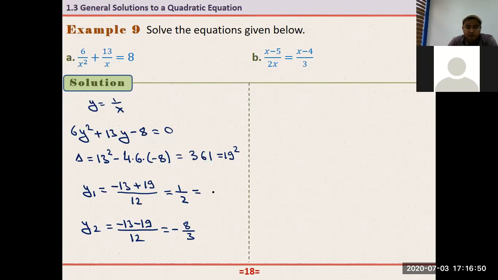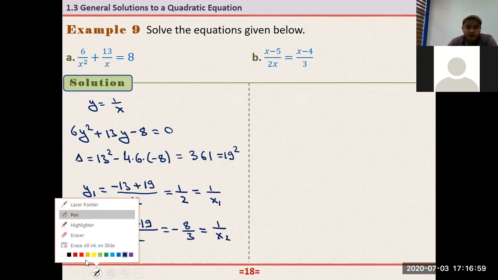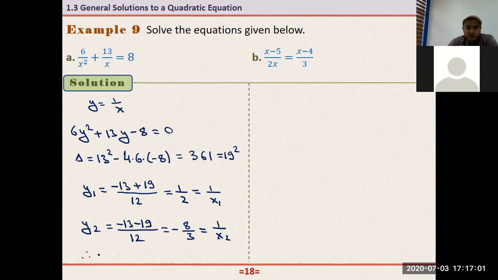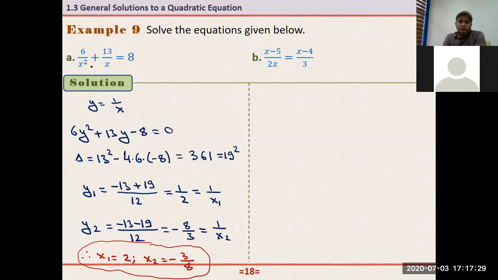So this thing is equal to 1 over x1, and this thing is equal to 1 over x2. Now we can write our final answer. The first root of the equation: 1 over 2 equals 1 over x1, so x1 is equal to 2. And the second root: negative 8 over 3 equals 1 over x2. If you just flip them over, we get x2 equal to minus 3 over 8. So we have two solutions. These are the solutions of the given equation, which is reducible to a quadratic equation.